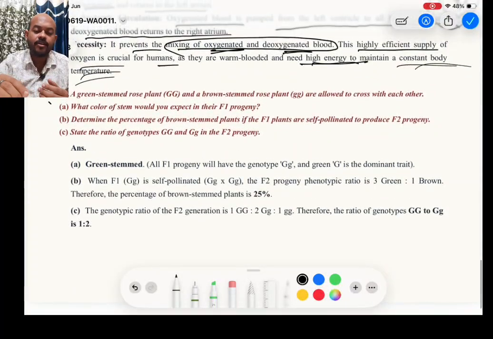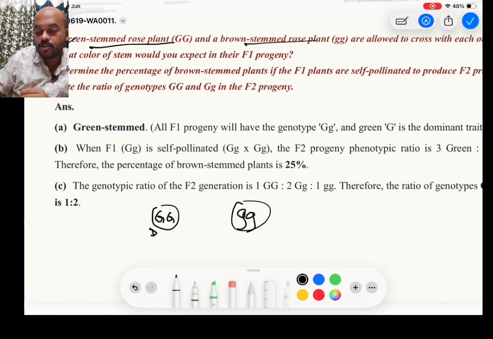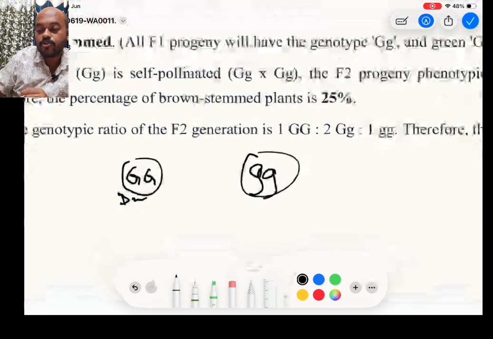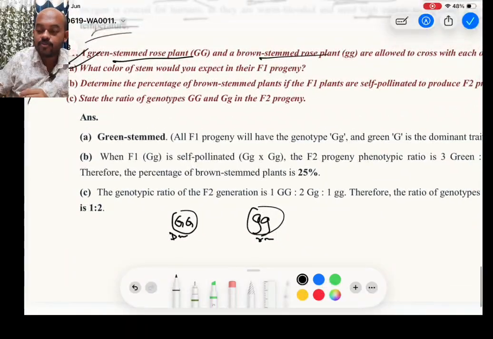Last, very important, this is a question on heredity. A green stem rose plant and a brown stem rose plant are given. The green stem rose plant is given by capital GG, and the brown stem rose plant is given by small gg. As you know, capital letters are used only for dominant traits, and small letters are used for recessive traits. Here, as we are using only color as a character or trait, definitely it will be a monohybrid cross. This is a question of monohybrid cross.